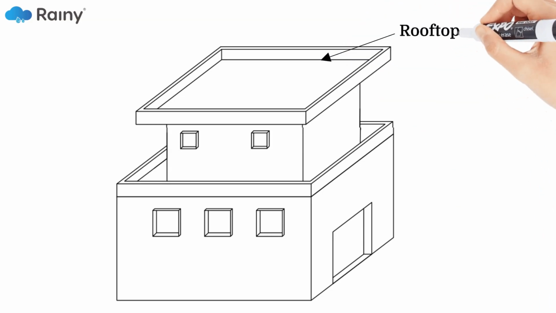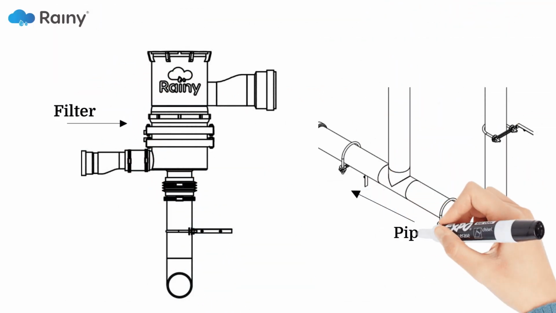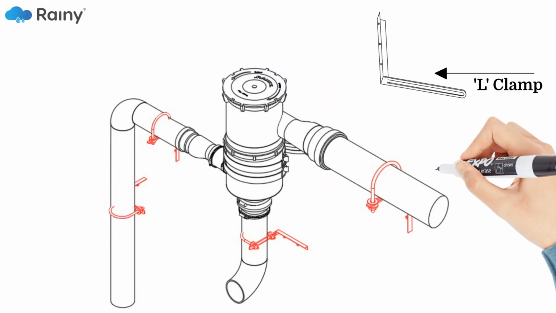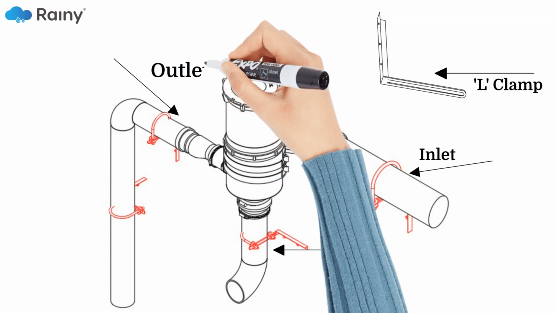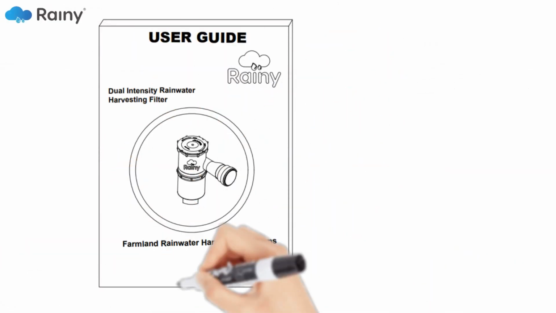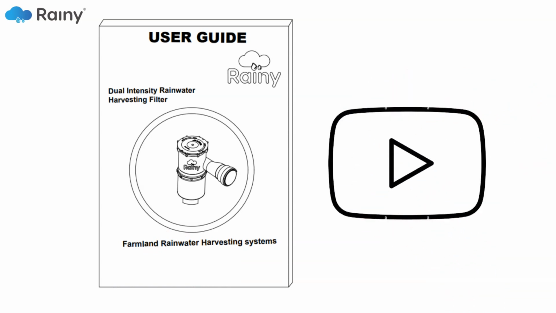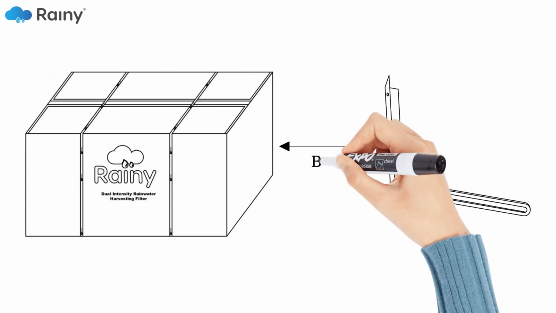Depending on the size of the rooftop area, select the suitable filter and pipes. Ensure the attachment of an L-clamp at the inlet pipe, clean water outlet, and drain water outlet as instructed in the user guide or installation video. Please note that the L-clamps are included in the package.